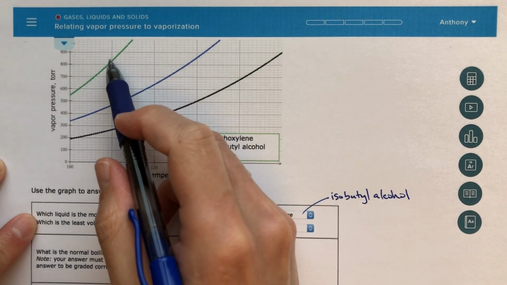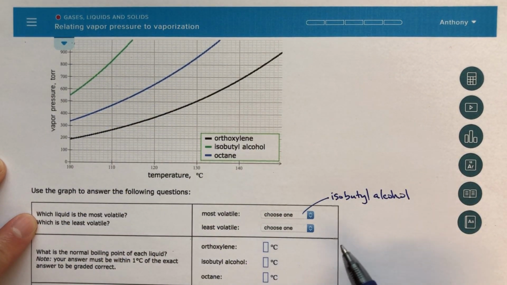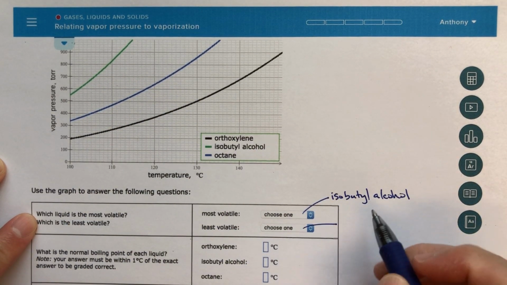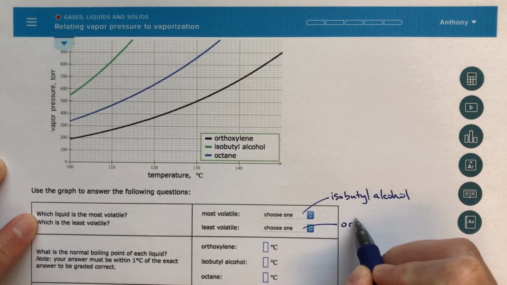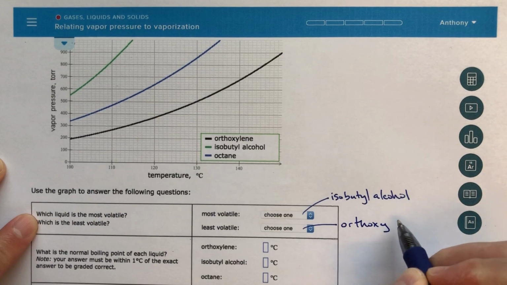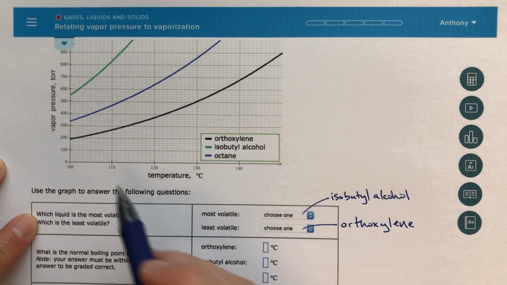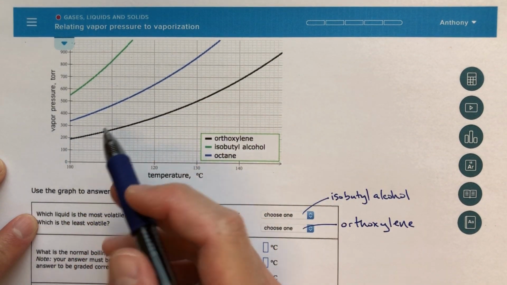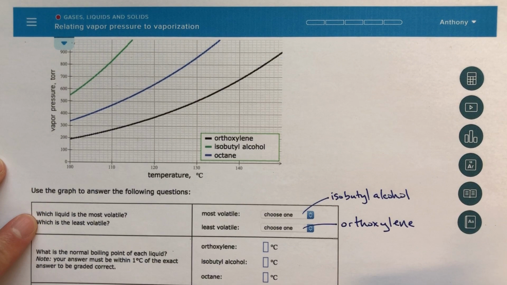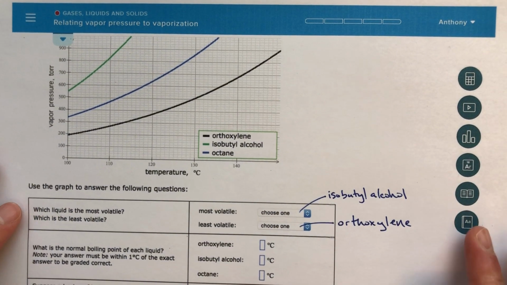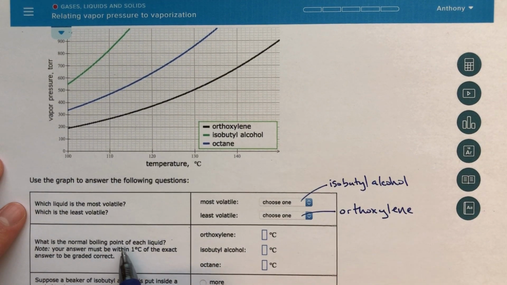And that's simply because it's the highest up. That's all we're looking for. It's the most volatile. It's got the highest vapor pressure. The least volatile is going to be this one at the bottom, orthoxylene. And again, that's just because it's the lowest one. It's got the lowest vapor pressure. That means it's the least volatile. Volatile means just evaporating.